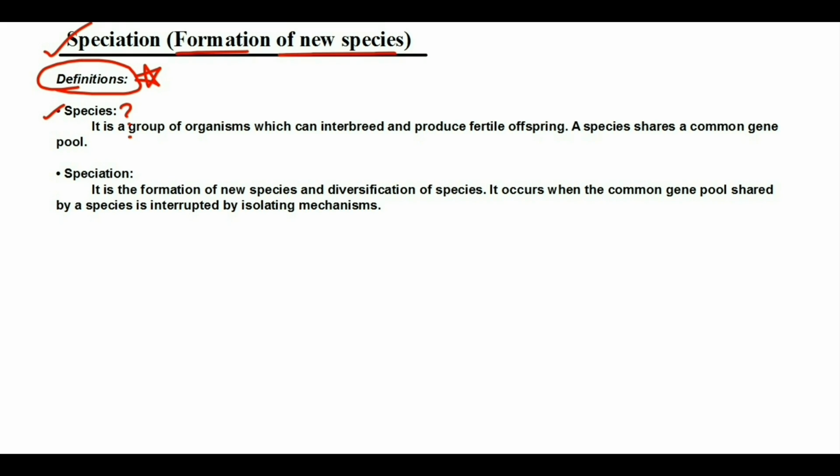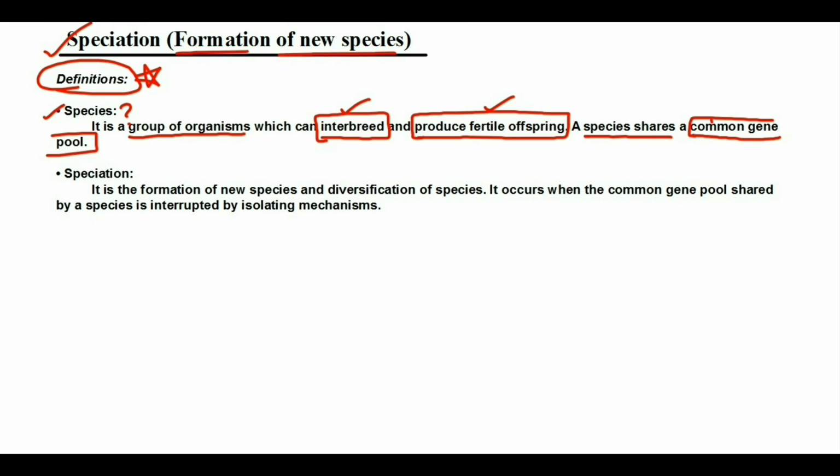A species is a group of organisms which can interbreed and produce fertile offspring. Note down that they interbreed and produce fertile offspring, and a species shares a common gene pool. So all this makes up what is called a species, these 3 points: interbreed, fertile offspring, and common gene pool.